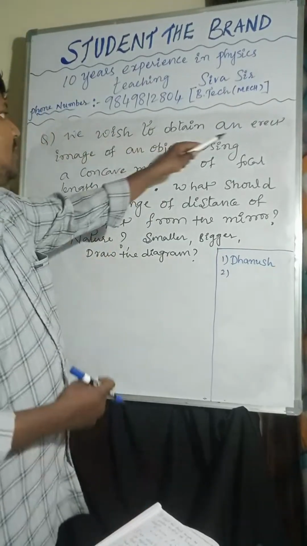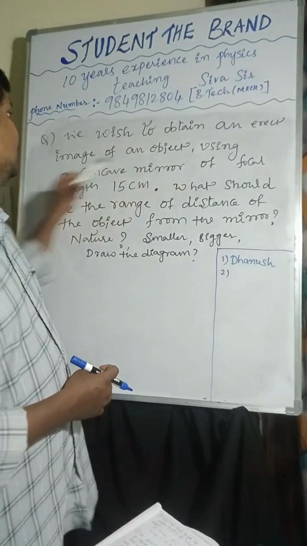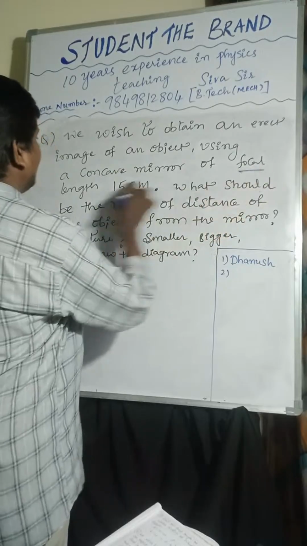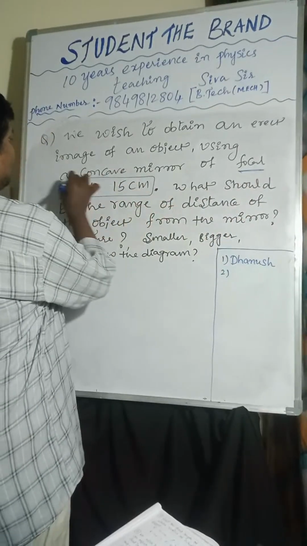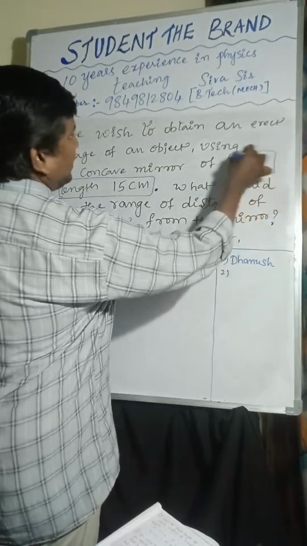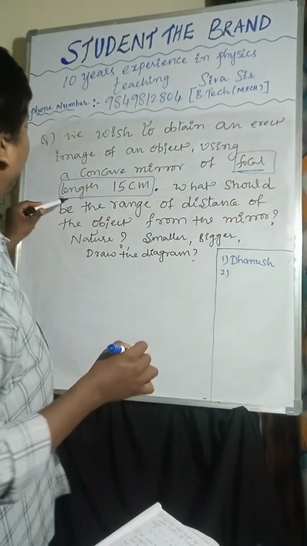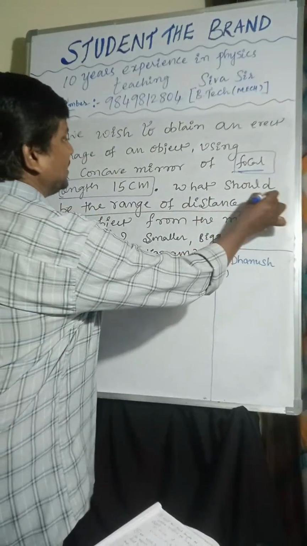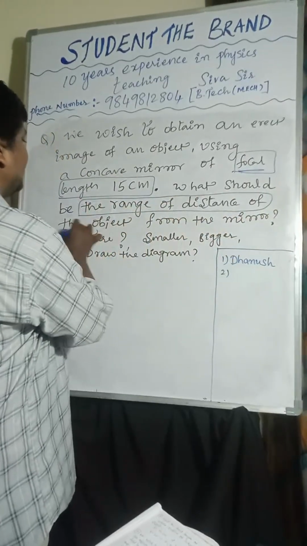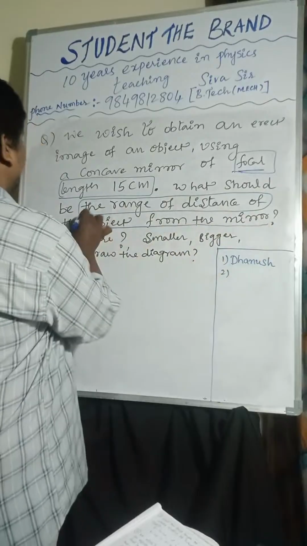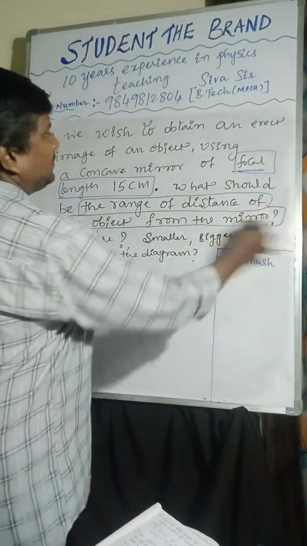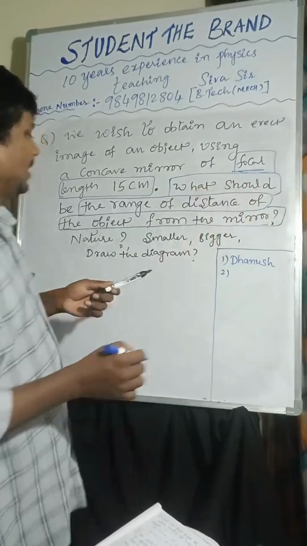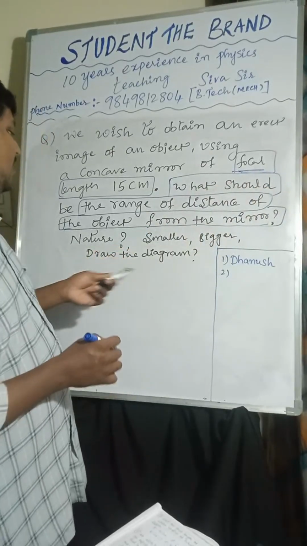We wish to obtain an erect image of an object using a concave mirror of focal length. So here you need to understand; you have to underline this one. What should be the range of the distance of the object from the mirror? This is the question. Then the nature, smaller or bigger, and draw the diagram.